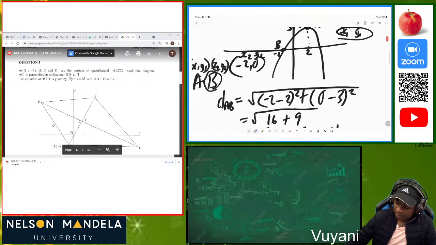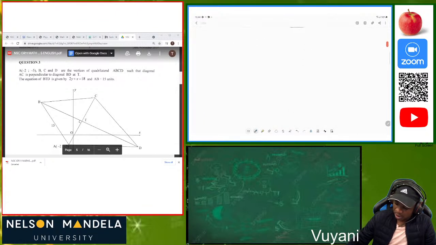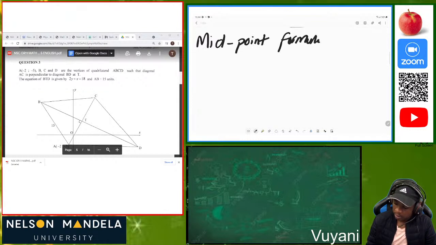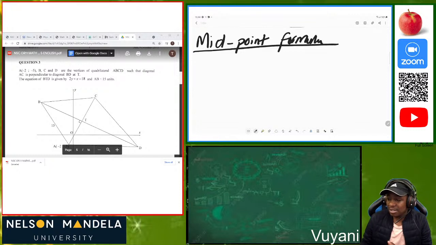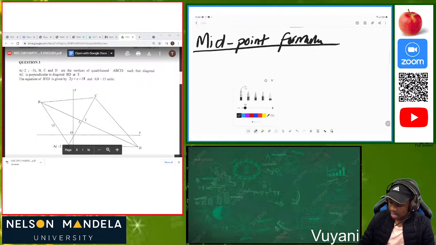Now let's move forward. The second one which we were taught was the midpoint formula. As the name illustrates itself, midpoint formula. So for instance, we are having this line A and B. So this will be the midpoint.